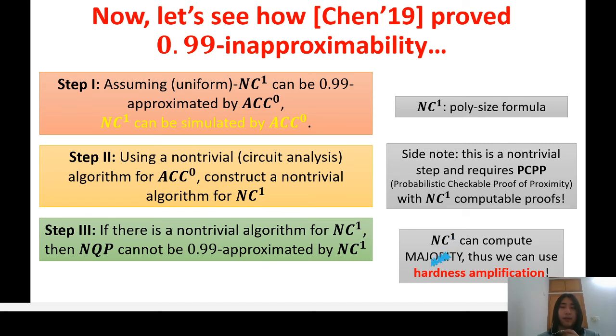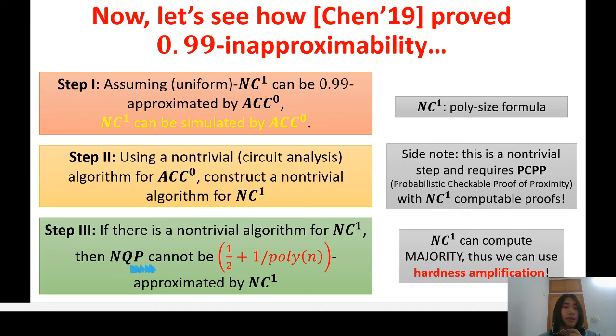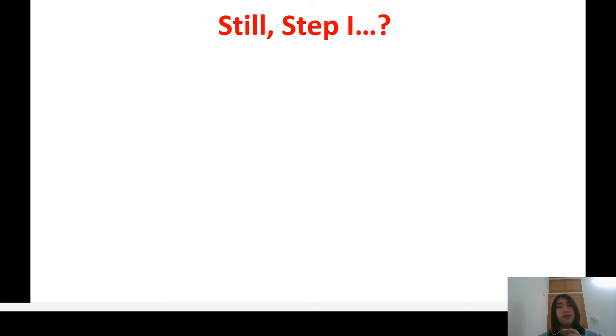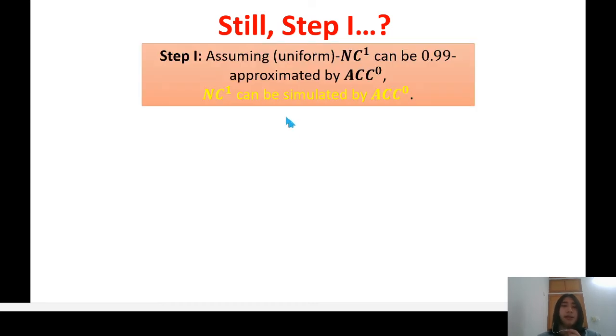NC1 can compute majority, so we can use hardness amplification in the previous slide to amplify this 0.99 lower bound into NQP cannot be half plus inverse polynomial approximated by NC1. Still, we need to deal with step 1. That is, assuming NC1 can be 0.99 approximated by ACC0, then NC1 can be simulated by ACC0.